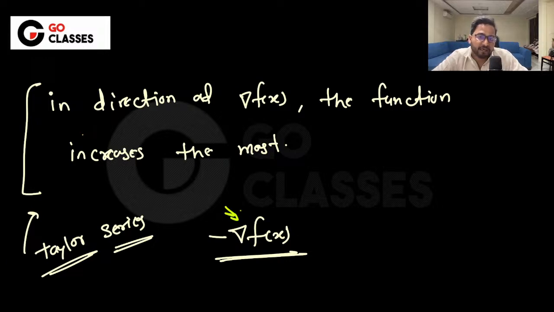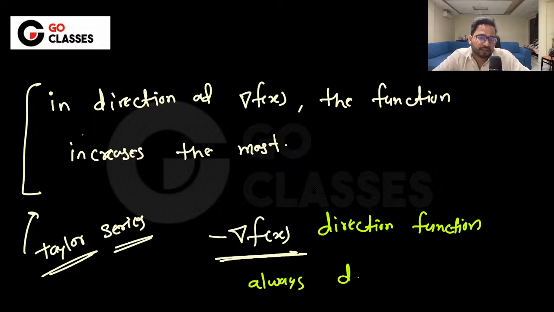This gradient might not be familiar to you guys, right? Let me first tell you what the gradient is. If there is any issue, you can just let me know. But let me write this sentence: in the minus grad f(x) direction, the function always decreases. And I can say the function decreases the most.